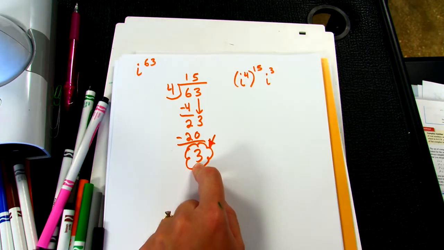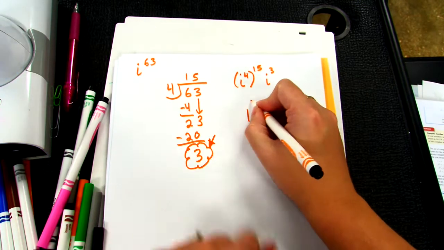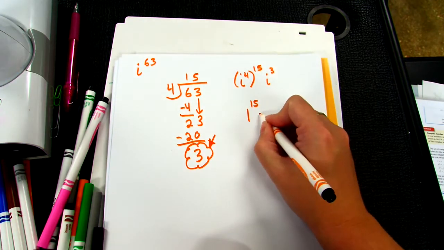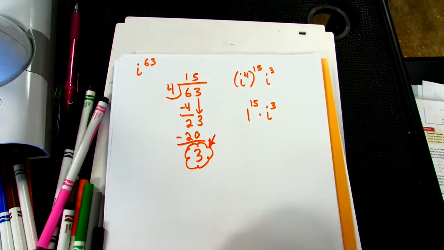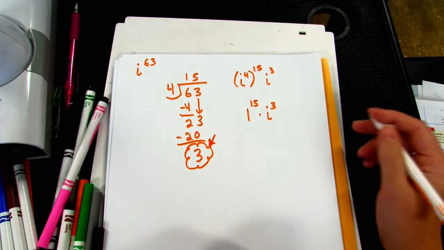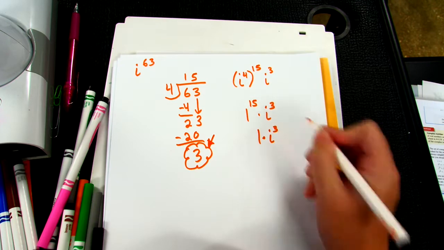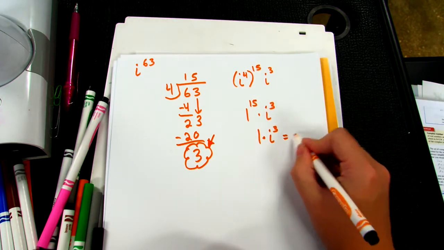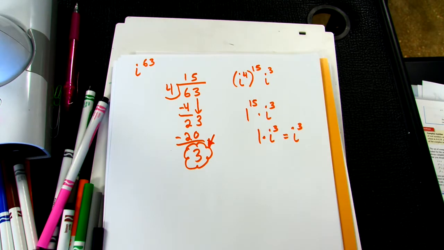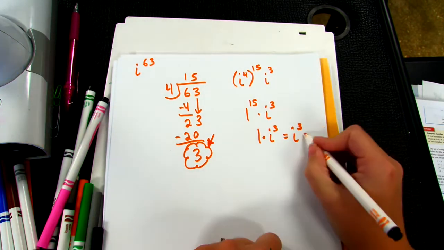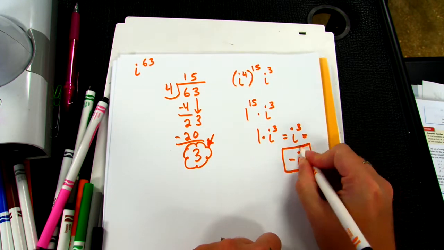Okay, well, I know that i to the 4th is 1. So now I've got 1 to the 15th power times i to the 3rd power. Okay, well, I know that 1 to the 15th power is still 1. So now I've got 1 times i to the 3rd power. And 1 times anything is itself, so now I've got i to the 3rd power. And then I know that i to the 3rd power is negative i. So I'm done.